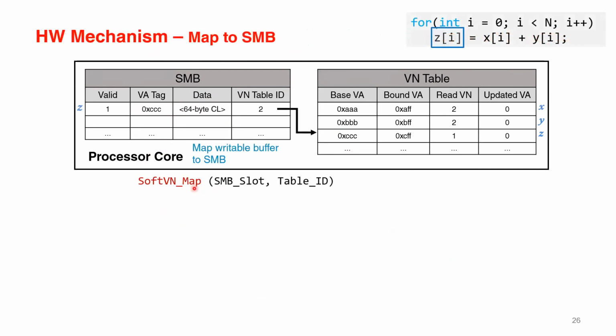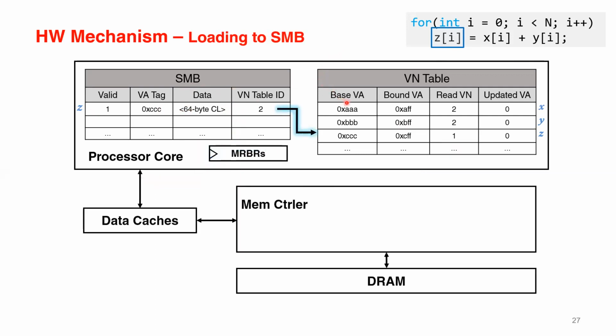SoftVN provides a third instruction, map, which links an entry of the VN table to the SMB. In this case, that would be Z, because Z is the only buffer that's being modified in this kernel. And SMB will store a cache line for Z at a time, and Z will point to its VN table entry so it can load the VN later. SMB has a minimal number of entries, like 4, because a kernel will only modify so many data buffers at a time.